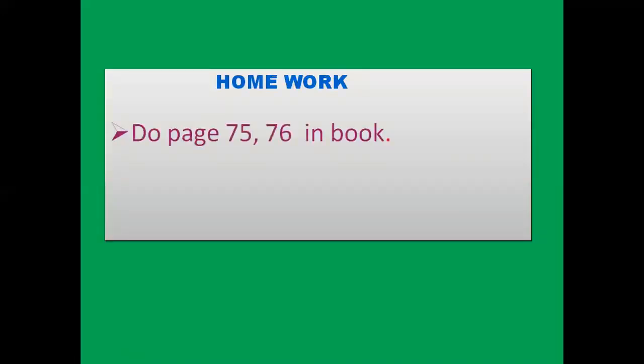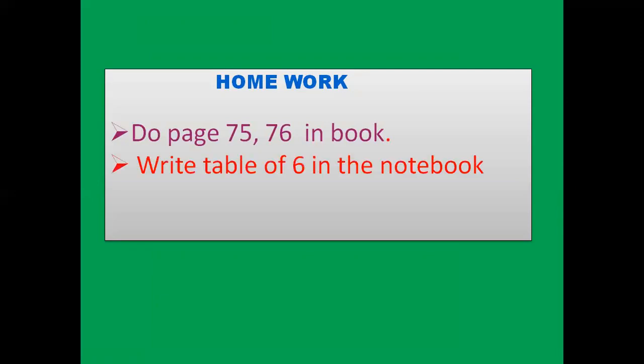Now your homework: page 75 and 76 in your book, and write the table of 6 in the notebook, but first memorize and then write. If you still did not memorize, first memorize and then write. If you know it, you can write directly. And at least write it 2 times.